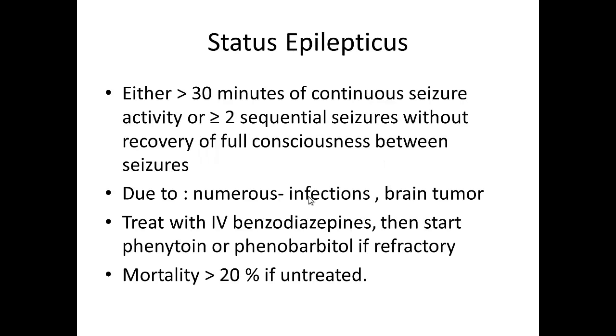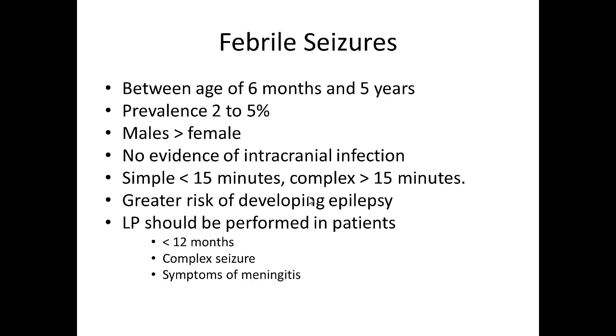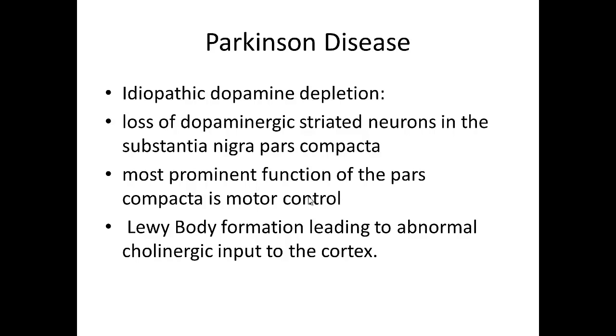Status epilepticus is just the term that we give to situations in which you have 30 minutes of continuous seizure activity. Maybe you've heard of febrile seizures. These occur mostly in children between the ages of 6 months and 5 years. And basically what happens is these children have a fever and then they start having a seizure. Now you want to make sure that they don't have any concomitant infections such as meningitis, at which point the cause of the seizure would be the meningitis and not just the fever.